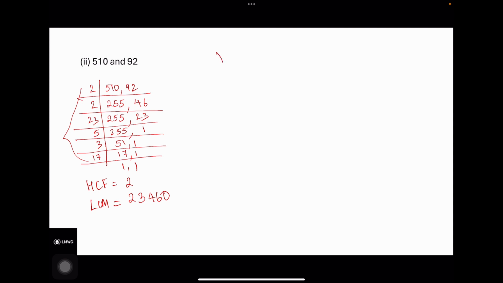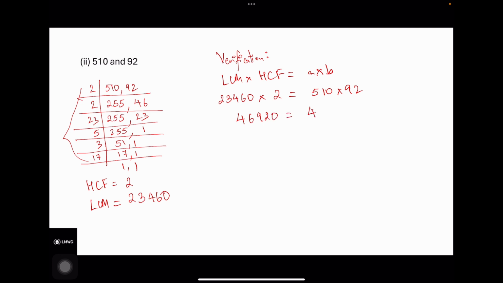So for the verification, write down the formula: LCM times HCF is equal to the product of the two numbers. So LCM 23,460 times 2 is equal to 510 times 92. Taking the product of these two numbers, you're going to get 46,920. Likewise, you're going to get 46,920. So they are verified.